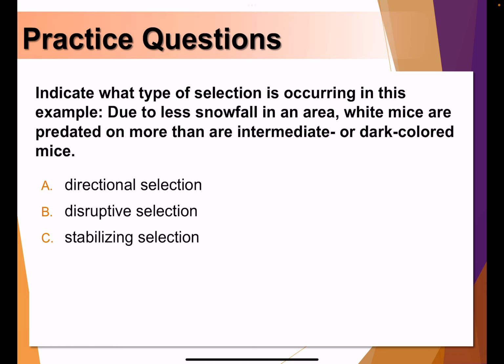Indicate what type of selection is occurring in this example. Due to less snowfall in the area, white mice are predated on more than the intermediate or dark colored mice.